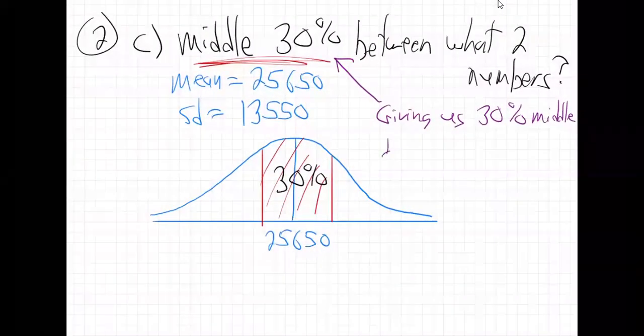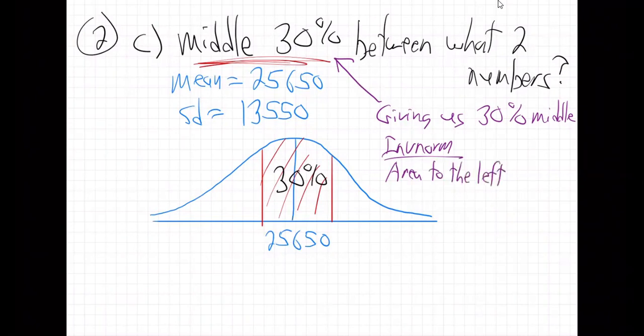So I'm going to do exactly that. Inverse norm, and it's going to be area to the left, mean, standard. Now we know what the mean and the standard are. The trick, the hard part for people, is getting the area to the left. So y'all tracking with me on this one? How do I get the area to the left?